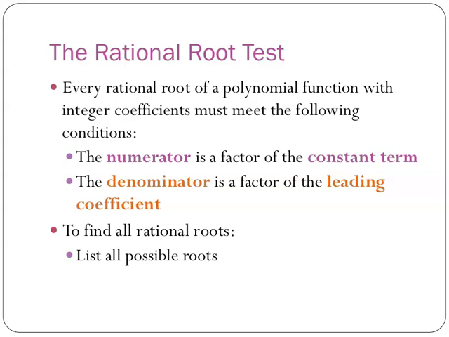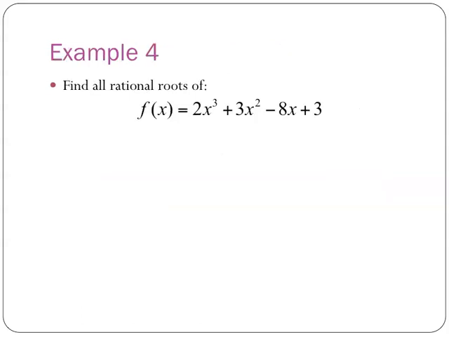Now what you need to do is check to see which of those actually work. So which of those are actually rational roots. So let's go through an example of this. Say you're given this polynomial function here, f of x equals 2x cubed plus 3x squared minus 8x plus 3. You want to look at the constant term and the leading coefficient.